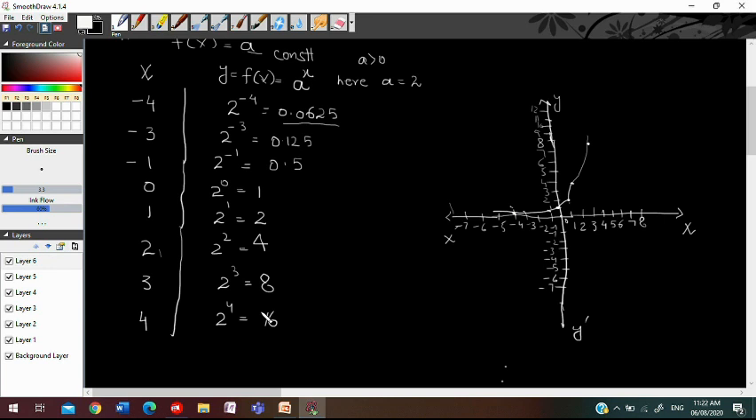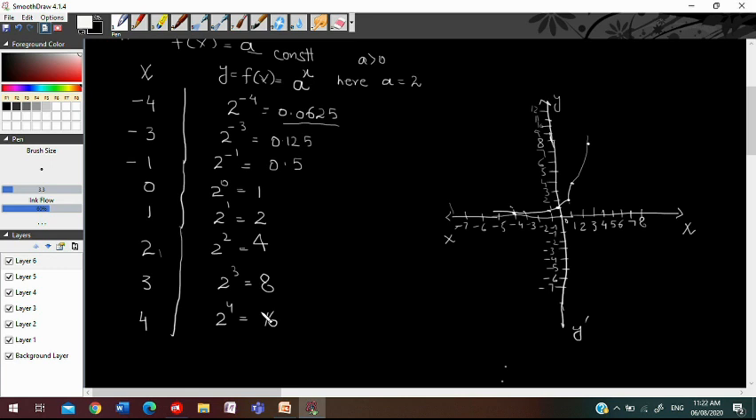There are so many other explicit functions, such as linear functions. Linear functions are explicit functions, and so are others. All those equations in which we can separate x and y easily, we call them explicit functions. So there are so many examples of explicit functions.